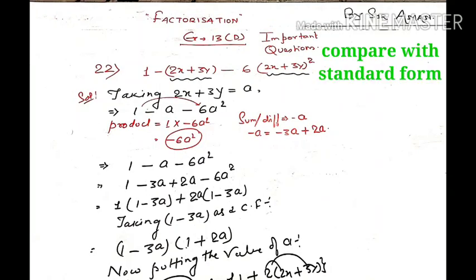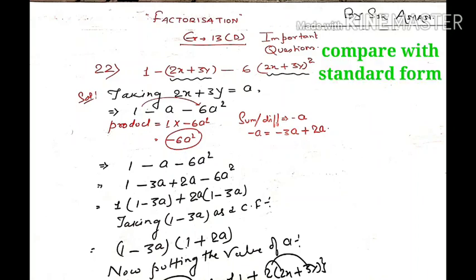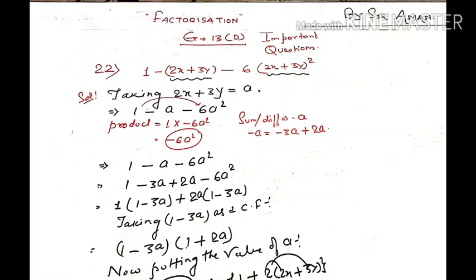The question is in this form: c + bx + ax². Okay, in this, what is the same in the first, second and third term? 2x + 3y is the same, so we will take 2x + 3y = a. After that, in the place of 2x + 3y we will write a. The question will become like this: 1 minus a minus 6a². Check in the third step: 1 − a − 6a².